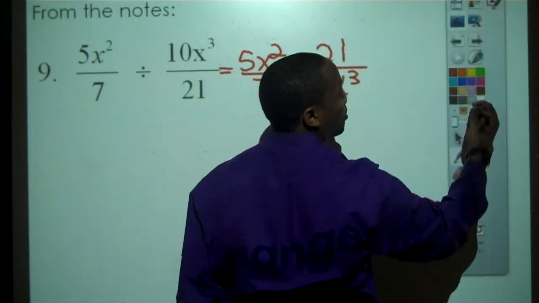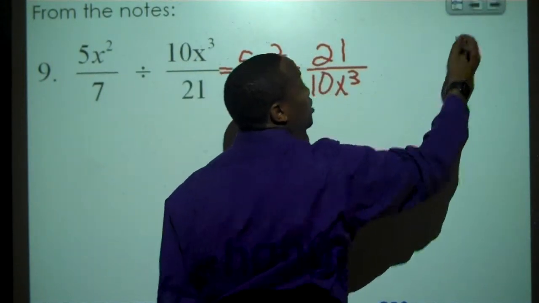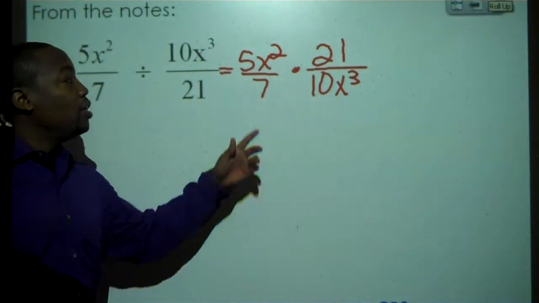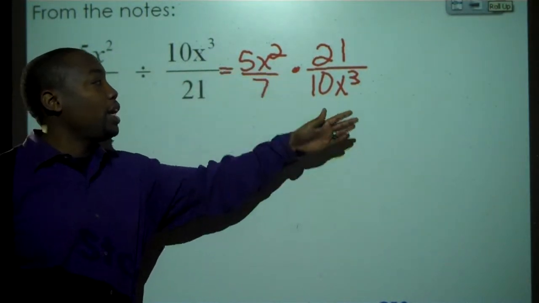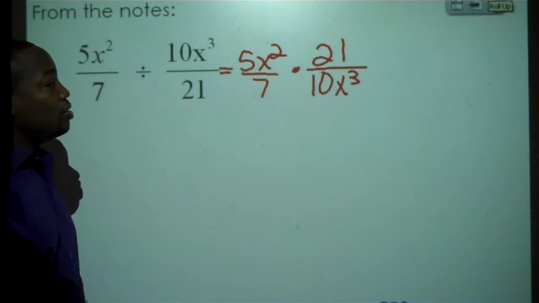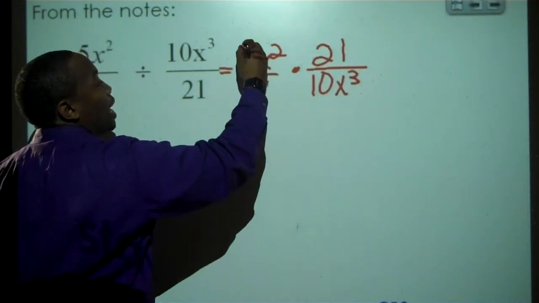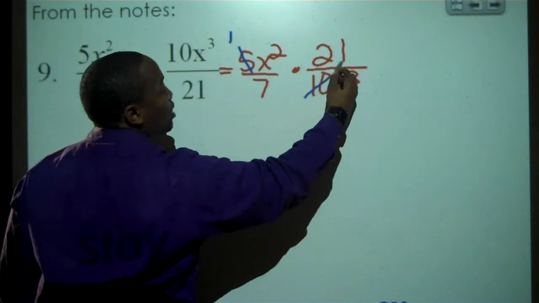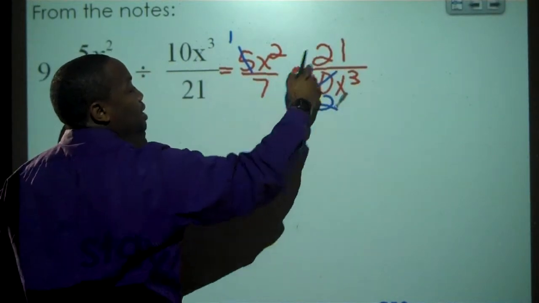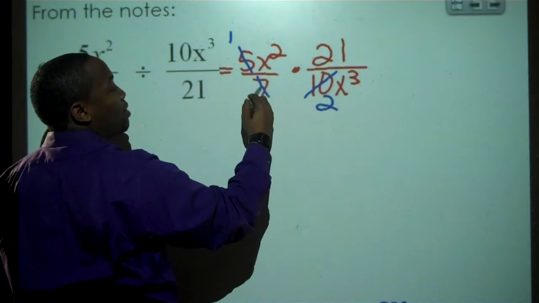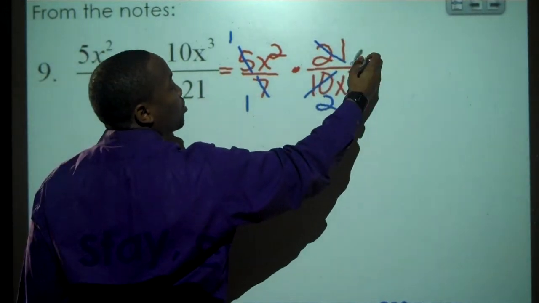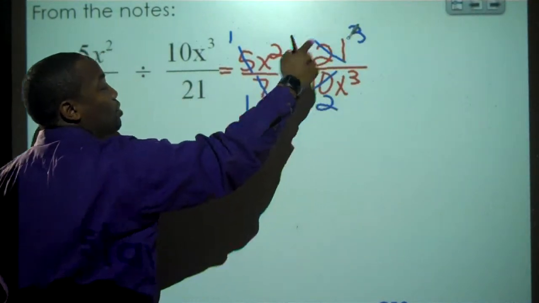Now, I spoke about this last time with multiplying. What you want to do now is see if we can cross reduce. Using the numbers, what can I divide both of these numbers by? I can divide this one by 5, I get 1. Divide this by 5, I get 2. Divide this one by 7, so 7 divided by 7 gives me 1, and 21 divided by 7 is 3. That's a GCF going this way.